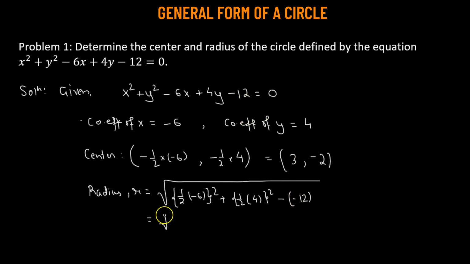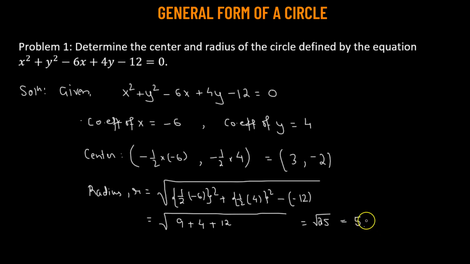So let's solve this. We have the square root of, half times negative 6, so that's negative 3. Negative 3 squared is going to give us 9. Plus half of 4 is 2. 2 squared is 4. Then we have plus 12. 9 plus 4 is 13. 13 plus 12, that's 25. So we have the square root of 25, and 25 being a perfect square, our radius comes out to be equal to 5.